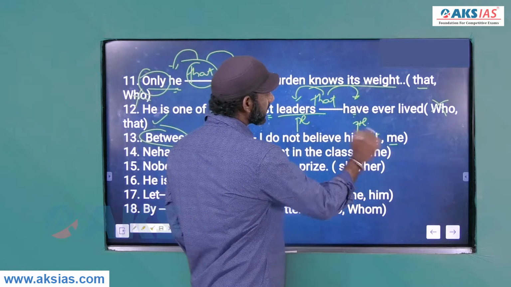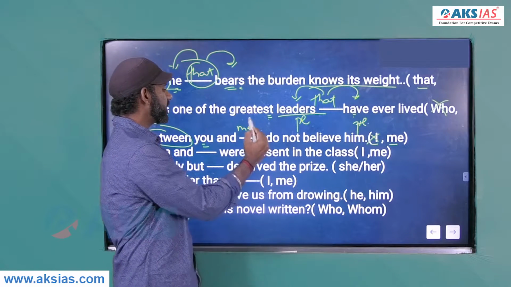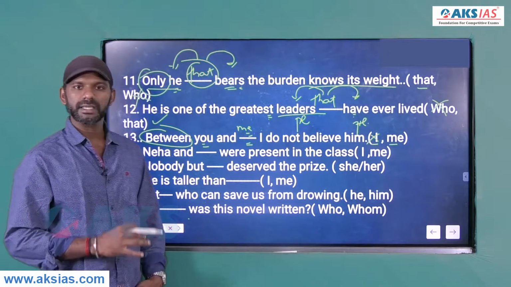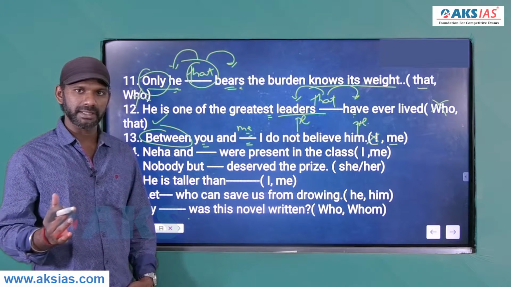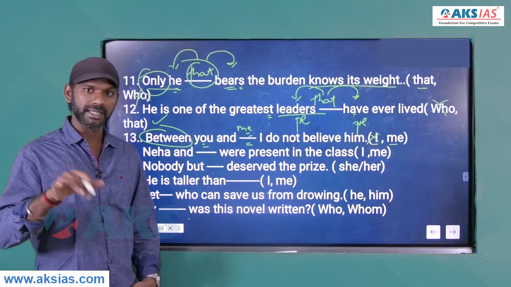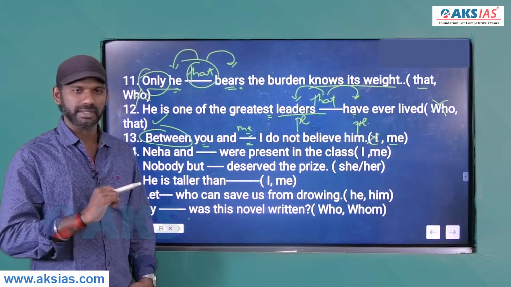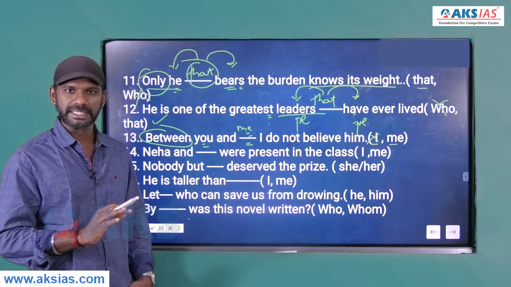Based on that, I is eliminated because I is subjective. The answer here must be me. Between you and me, I do not believe him. Between him and her, between them and us, between you and me, between you and him, between him and her, etc. So the pronouns that come after a preposition must be in the objective, right?